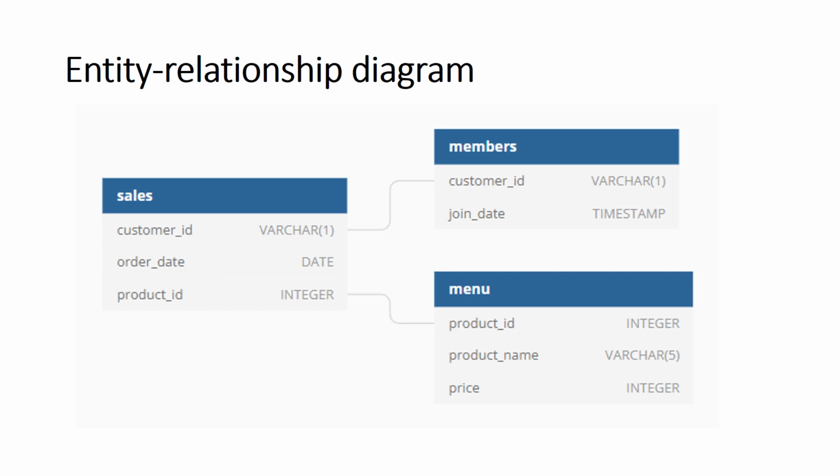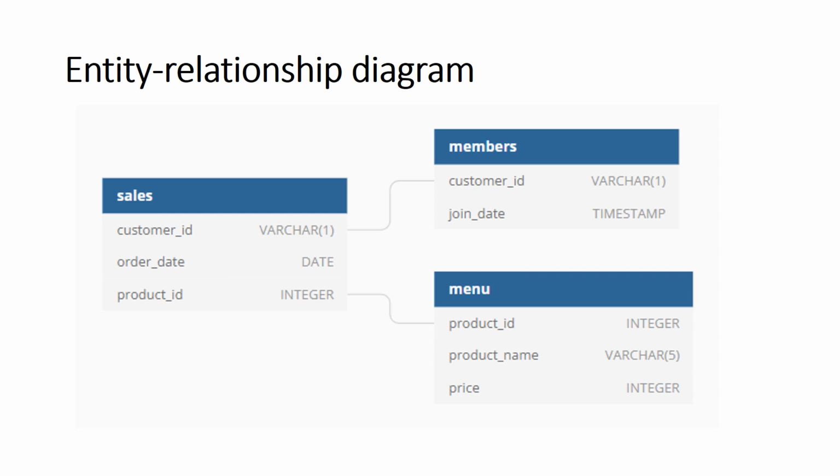So let me start with this entity relationship diagram. Here you can see three tables are given: sales, members, and menu. In the sales table, there are three variables: customer ID with the data type varchar 1, order date with the data type date, product ID with the data type integer.